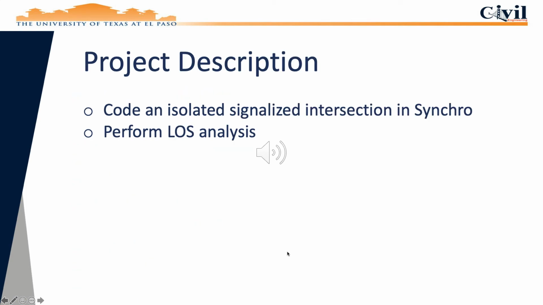The objective of this project is to be able to code an isolated signalized intersection using the Synchro software. While coding the model, we need to take into account that our final goal is to perform an LOS analysis.